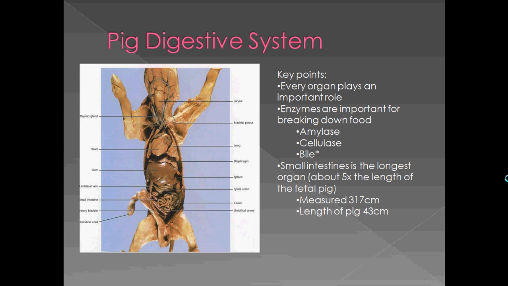The small intestine is the longest organ in the body. In the fetal pig, we measured the long intestine to be 317 centimeters long, while the length of the pig was 43.